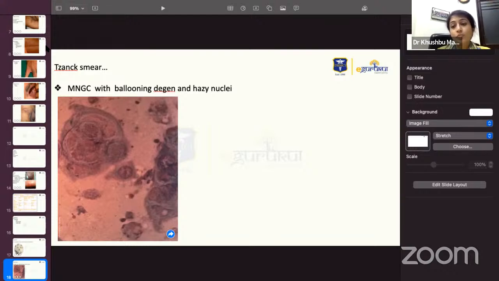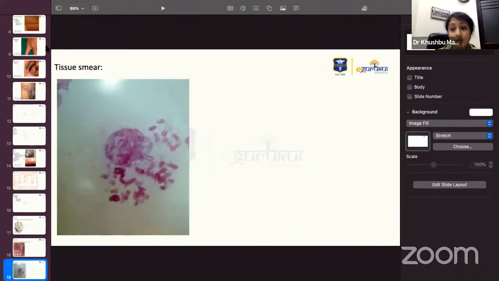For herpes, what is important? Multinucleate giant cells. As you can see, multinucleate giant cells can be seen on Tzanck smear in a patient of herpes genitalis. Tissue smear, as I told you, we do for Donovanosis, where I see safety pin appearance because of the peripheral condensation of the cytoplasm. There is safety pin appearance of the organism, right?